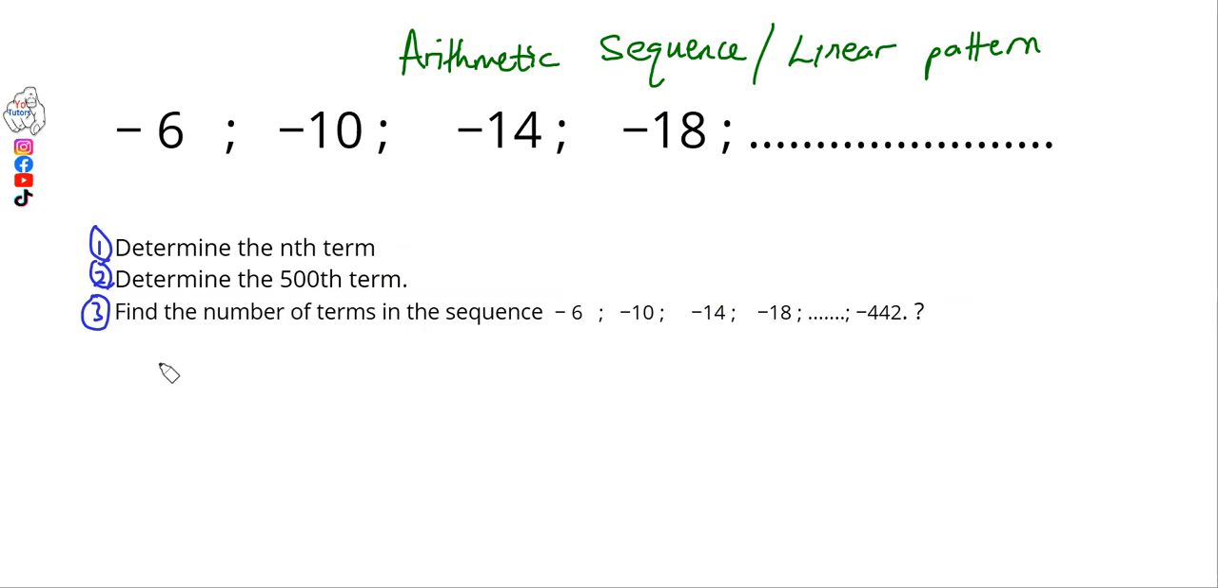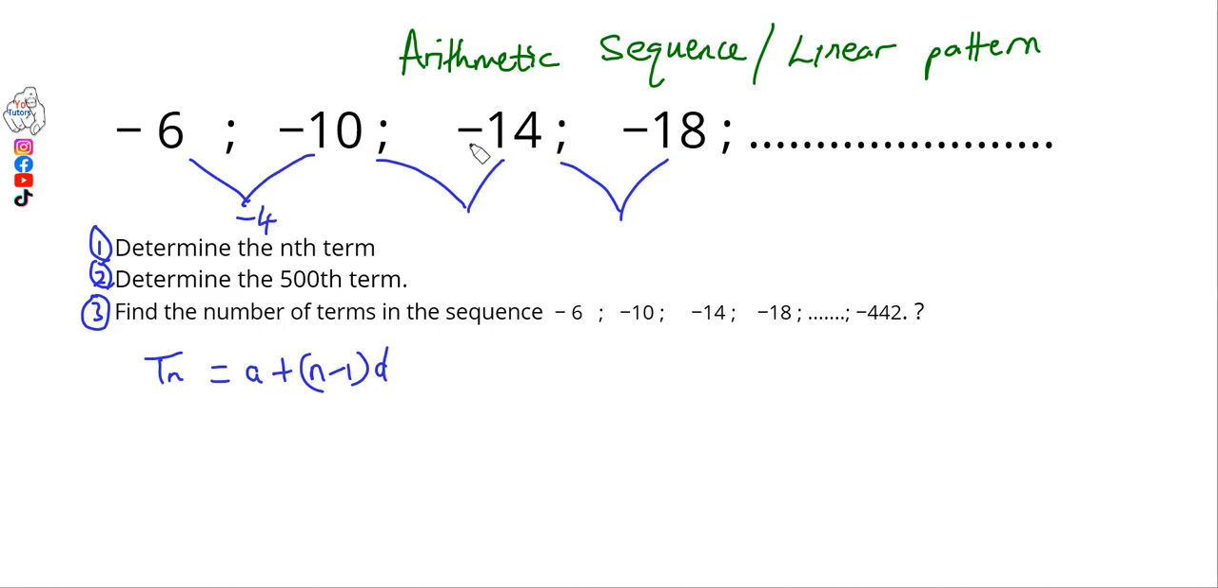Now, determine the nth term. We can cruise now because we understand what's going on. Tn is equal to a plus n minus 1 times d. What is our d? Negative 10 minus negative 6, minus times minus is plus, so it's going to give us negative 4. Then negative 14 plus 10 is going to give us negative 4 again. So d is negative 4.